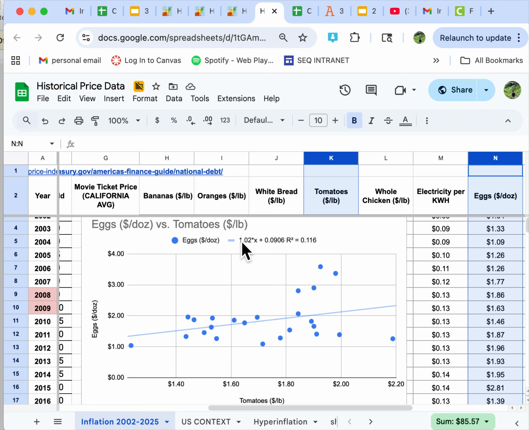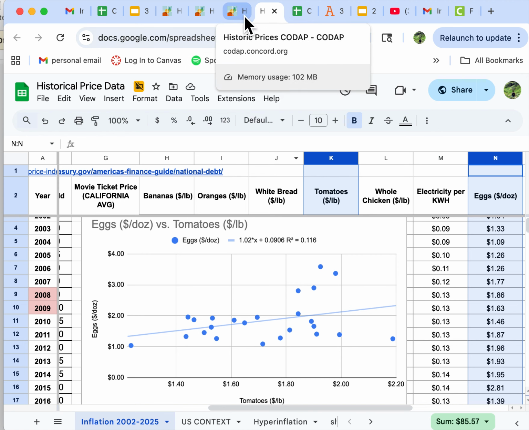You can think of this as y equals 1.02x plus 0.0906. So just put a y in front, y equals, that's your equation. And then the R squared's something separate. Okay, so we got our equation, we got our R squared.